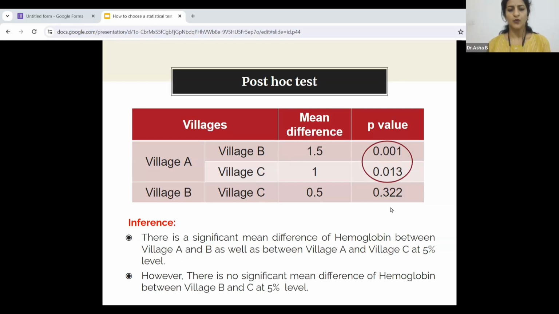So the point to remember is, a post hoc test should be used only when ANOVA shows that there is a significant mean difference among the groups. If you want to know which groups are showing the significance, then we have to go for a post hoc test. If the ANOVA test is showing it's not significant, then we are not supposed to use a post hoc test.